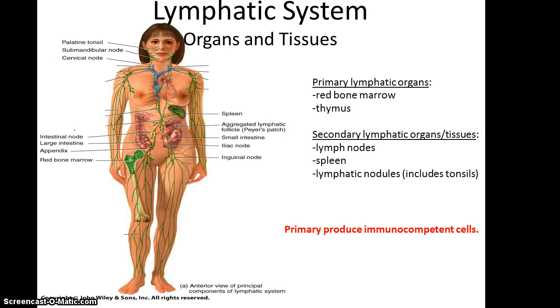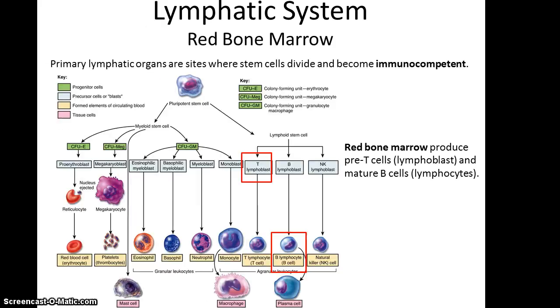So there are also, besides the vessels, a number of organs and tissues important to the lymphatic system. These include the primary lymphatic organs, which are the red bone marrow and the thymus, and the secondary lymphatic organs and tissues, which are the lymph nodes, the spleen, and the lymphatic nodules, which includes the tonsils. And the primary lymphatic organs are special because they are where you produce immunocompetent cells. So leukocytes, or specifically lymphocytes, that are going to mature and be ready to engage in immune responses.